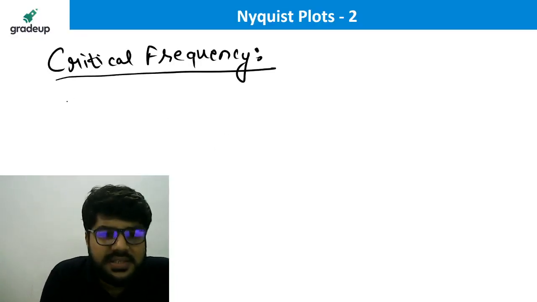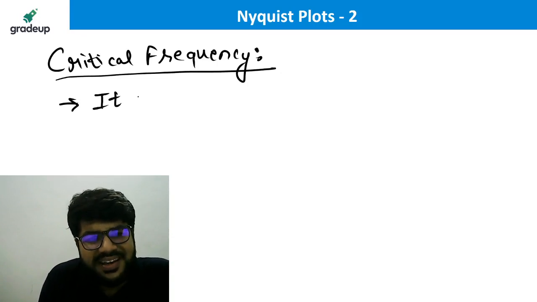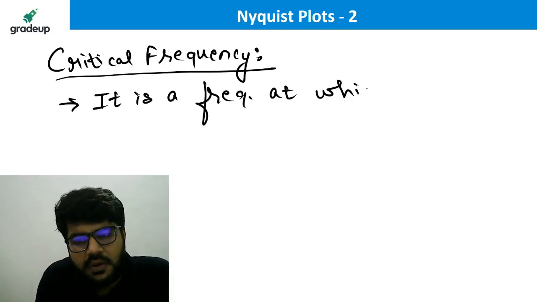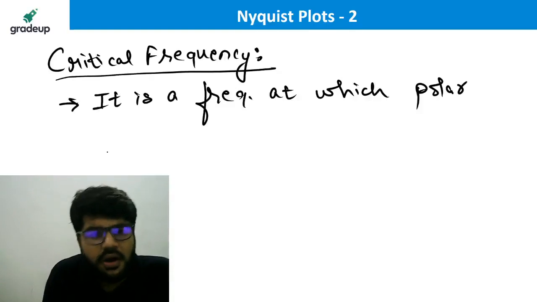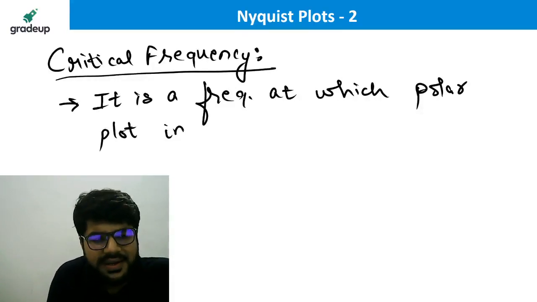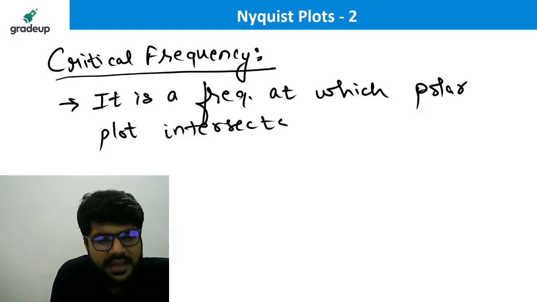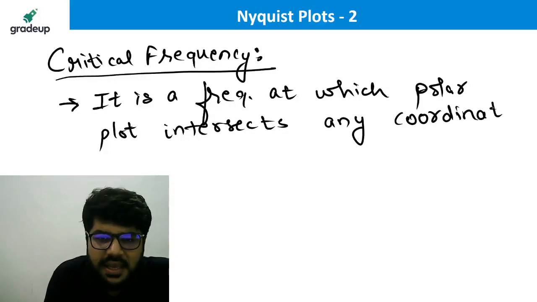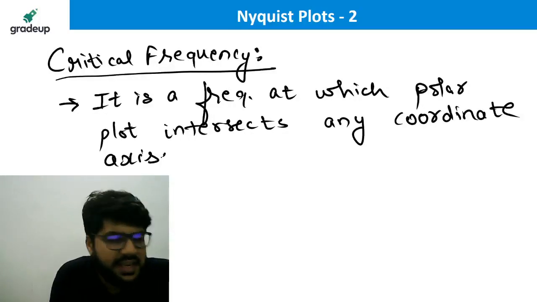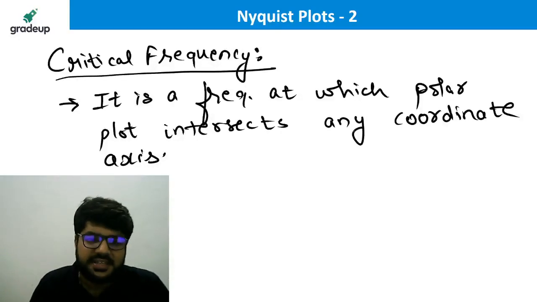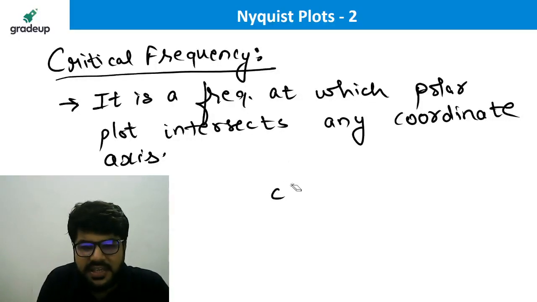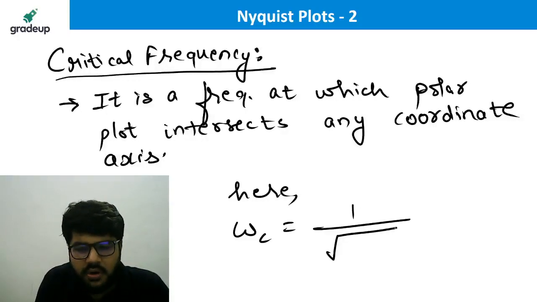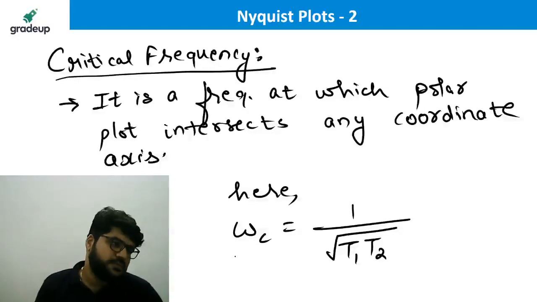So what is critical frequency? Critical frequency in a polar plot is a frequency at which the polar plot intersects what? Intersects any coordinate axis, not only the x-axis. The polar plot intersects any coordinate axis. I will call that frequency the critical frequency. And what is the critical frequency here in this question? Here in this question, the critical frequency is 1 upon square root of T1 T2.